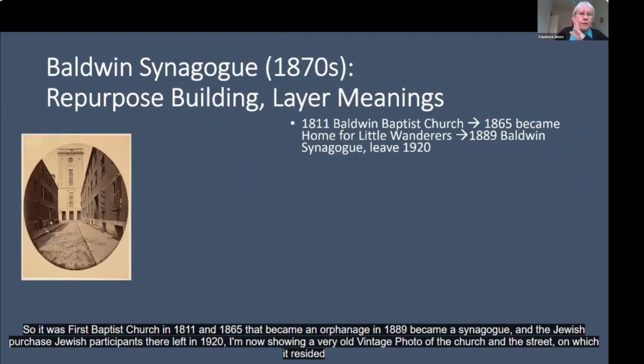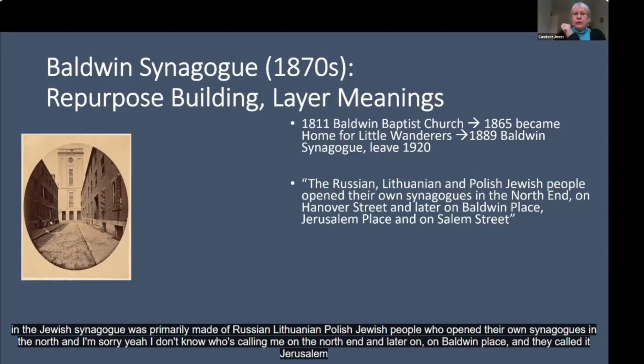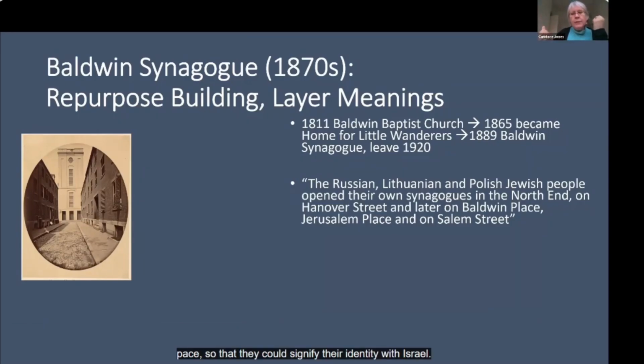I'm now showing a very old vintage photo of the church and the street on which it resided. The Jewish synagogue was primarily made of Russian, Lithuanian, and Polish Jewish people who opened their own synagogues in the North End, and later on Baldwin Place. And they called it Jerusalem Place so that they could signify their identity with Israel.